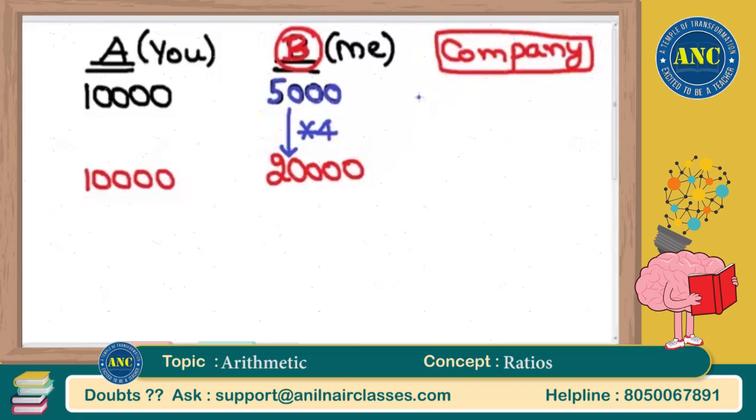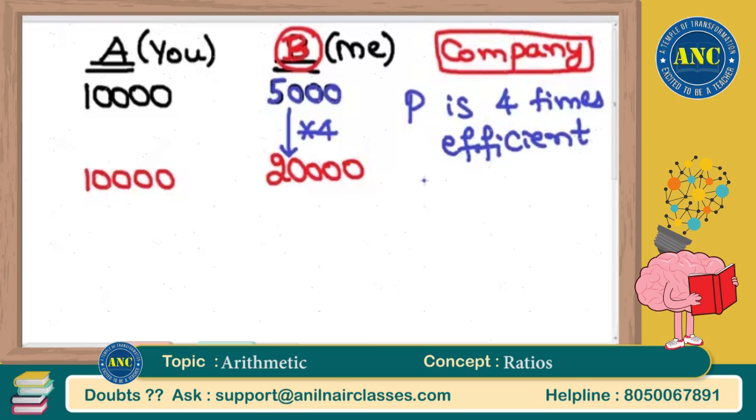Can I say that if A is 4 times efficient than B, or, instead of A and B, let us take some other letters, if P is 4 times efficient than Q, I will only multiply the P value by 4. Will I multiply this value also by 4? Did it become 40,000 here? No, it did not become 40,000. It is still 10,000 itself.